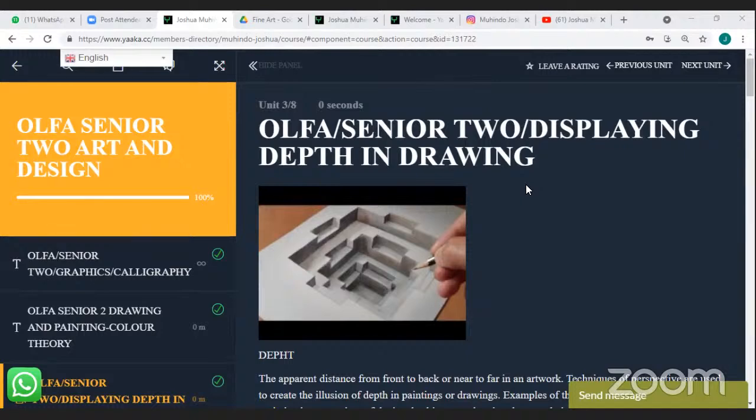Malcolm. Okay. It is very important in our shading that we should display depth. The paper can be flat, but due to the effect or the knowledge you have, we can create depth, and someone will think that it is a three-dimensional artwork. But in reality, it is just a plain paper. As you can see in that drawing of steps going down, it is very good.